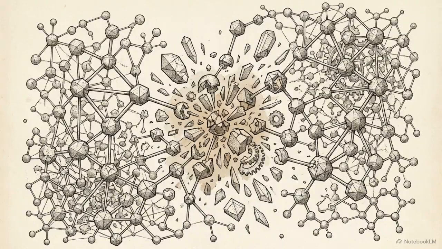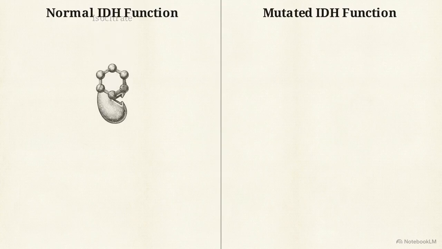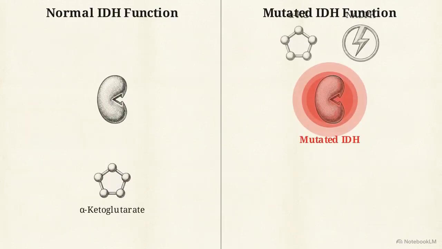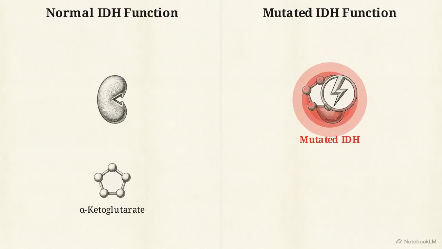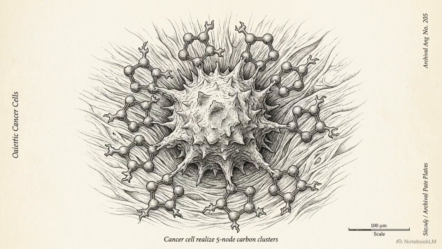An error in this network corrupts the cell's identity because the metabolic pathway provides the physical building blocks for all cellular structures. This is visible in the neomorphic mutation of the enzyme isocitrate dehydrogenase, or IDH. Under normal conditions, IDH oxidizes isocitrate to produce alpha-ketoglutarate. But the mutated enzyme abnormally consumes NADPH and generates an aberrant molecule called 2-hydroxyglutarate.